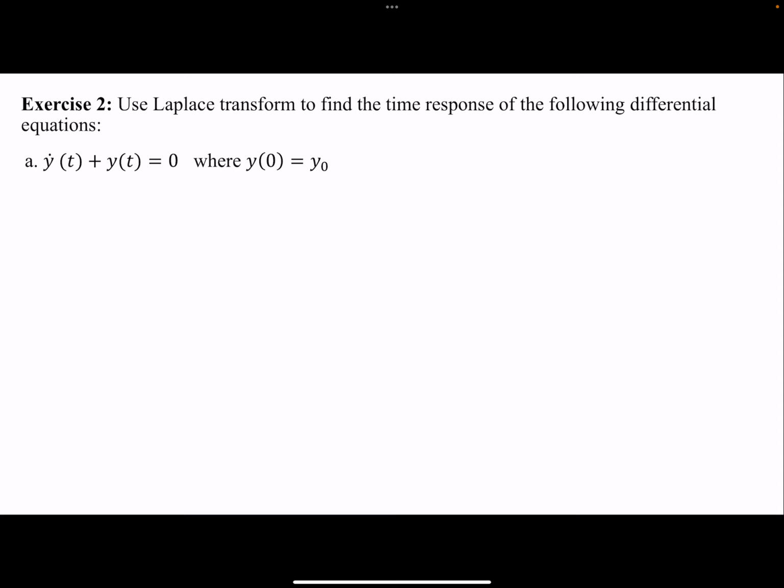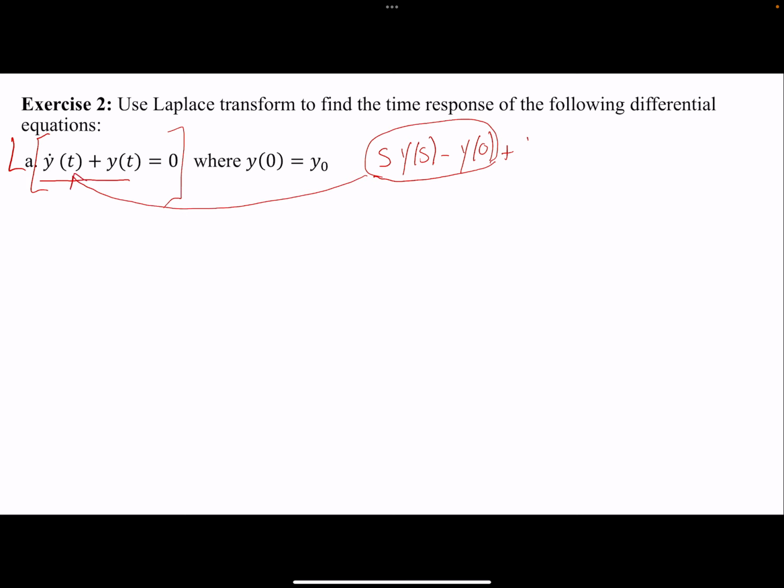We want to solve this differential equation but using a Laplace transform. So the first step is to change this differential equation to a Laplace domain. So I need to take a Laplace of the whole thing. I show it by L. I'm going to take a Laplace of this. So Laplace of y dot is s Y(s) minus y(0), and that's just for the derivative component. That was for the first component. This is the Laplace of this component.